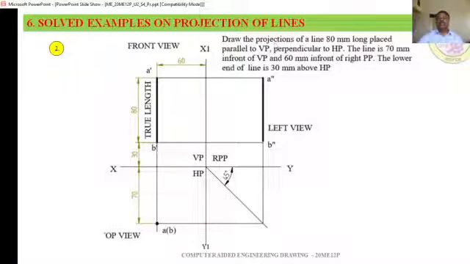Okay, another problem. Draw the projections of a line 80 mm long placed parallel to VP perpendicular to HP. Placed parallel to VP perpendicular to HP is the condition. The line is 70 mm in front of VP.